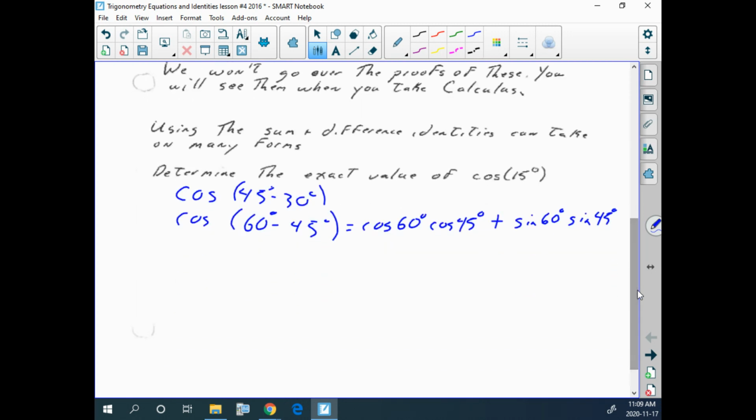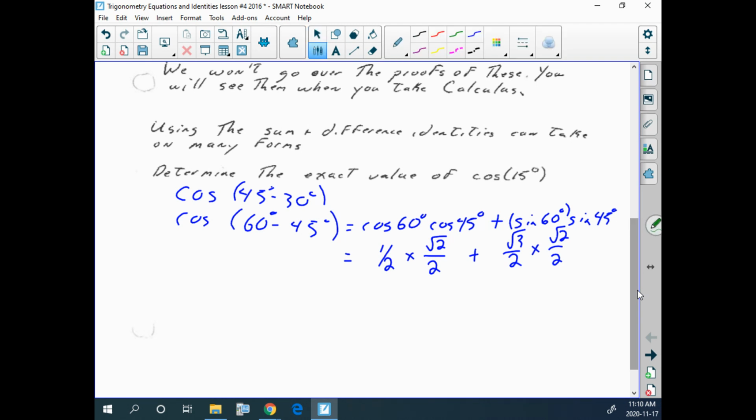Now I'm going to go to my triangle. Cosine of 60 degrees is 1/2. Cosine of 45 degrees is square root 2 over 2. Sine of 60 degrees is square root 3 over 2. Sine of 45 is square root 2 over 2. So I'm replacing this entire thing with square root 3 over 2. A mistake we often make is to just write sine of square root 3 over 2. No, sine of 60 is square root 3 over 2.